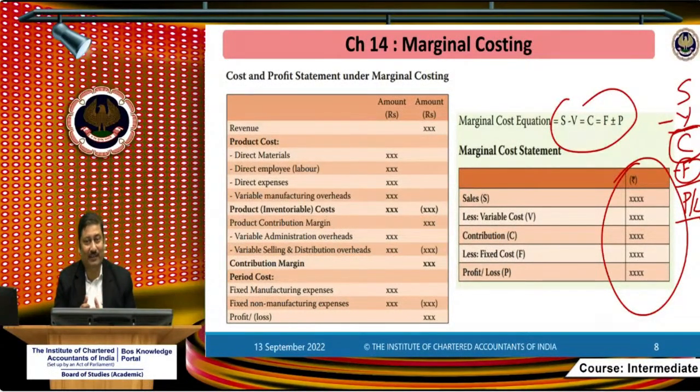You can calculate contribution as sales minus variable cost, and if you add profit to fixed cost, then also you can calculate the contribution. From contribution you can calculate sales also, and from contribution you can calculate profit also. So contribution is one of the very important parts of marginal costing.